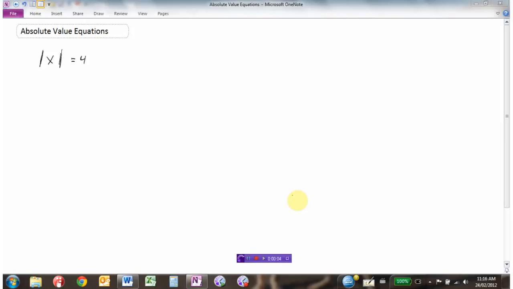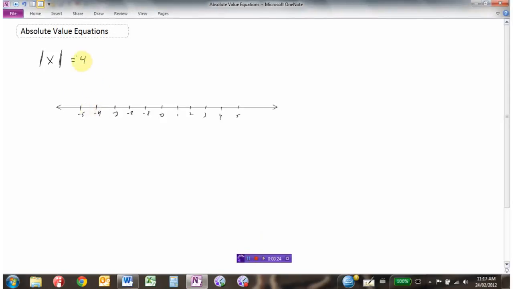We're going to look at solving absolute value equations. And so that's what I have here. I have an absolute value, and it's an equation. There's an equal sign. So we've got to find the absolute value of x equals 4. Let's go back to our number line, and you'll remember that an absolute value is a distance.